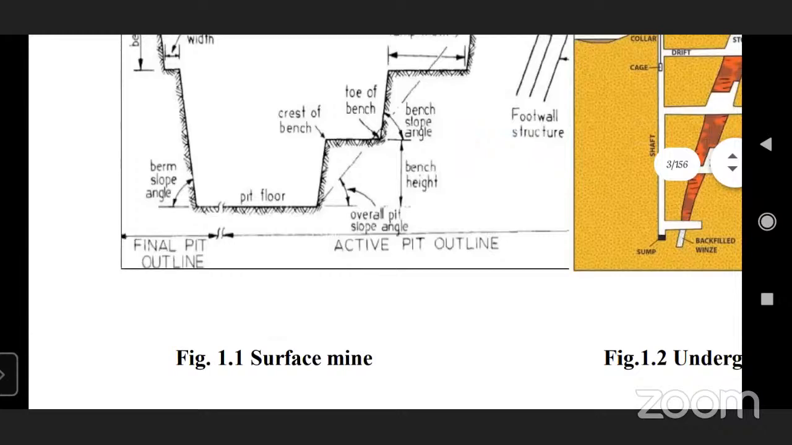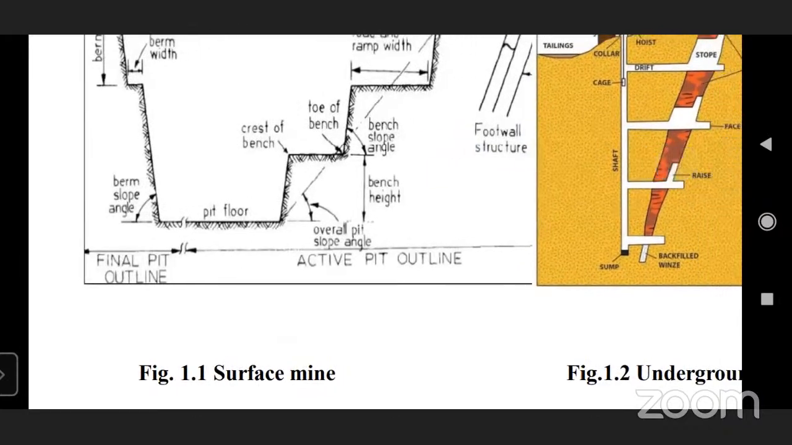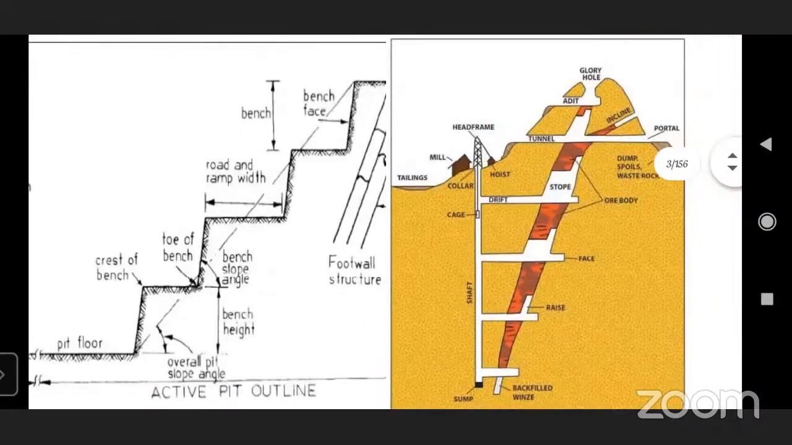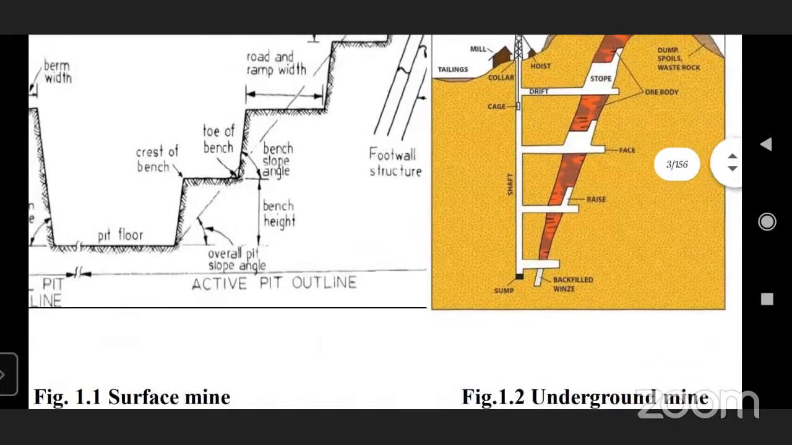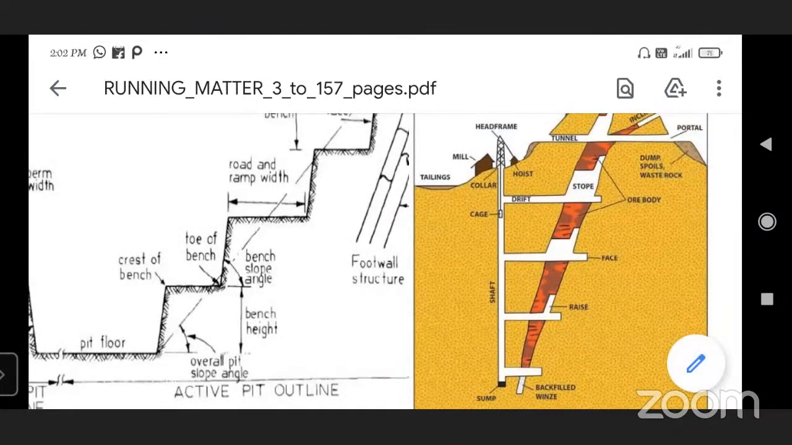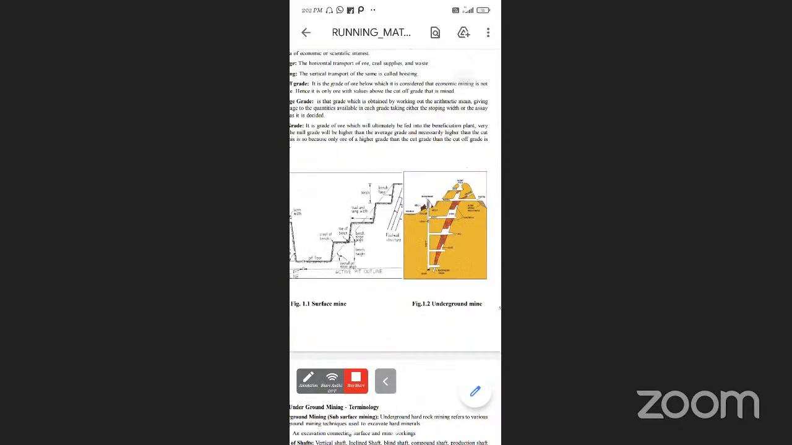In this, figure 1.1 shows a surface mine, and figure 1.2 shows an underground mine. Look at the difference between the underground mine and the open cast mine; they are quite different from one another. In the next class we will learn more things from mining geology.